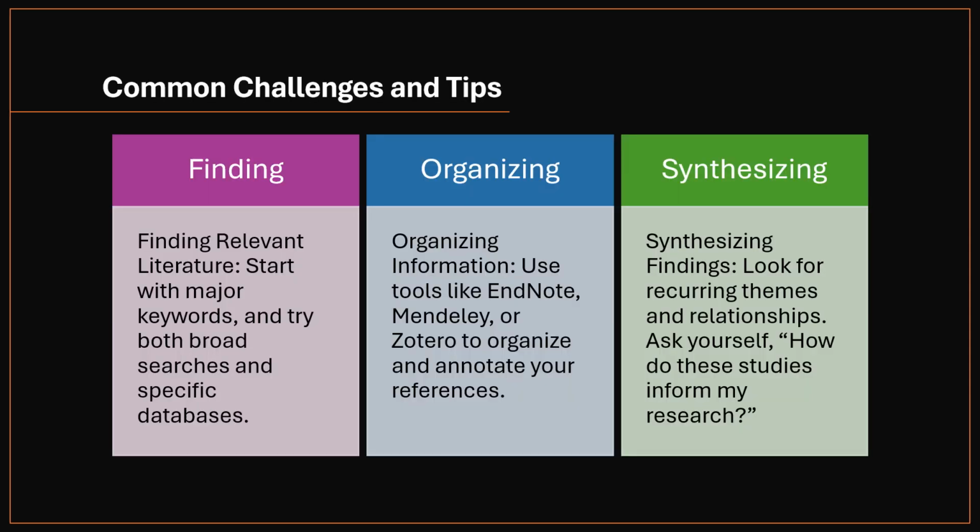So conducting a literature review can be challenging, but there are ways to make it easier. Start with broad keywords, then refine your search with specific terms if you haven't already done this. Use a mix of general databases and specialized ones for your field. Tools like EndNote, and there's others out there, can help you organize and annotate your references so you don't lose track of sources. Look for recurring themes and patterns across studies, and as you review each study, ask yourself, how does this inform my research? Now, if you did your lit phase correctly, you've already been doing this. So this helps you connect studies and see the bigger picture.